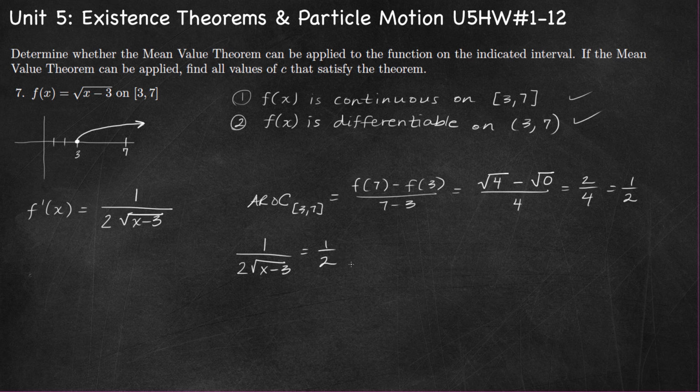Okay, I'm going to cross multiply here. So I get 2 equals 2 times the square root of x minus 3. We can divide both sides by 2. We get 1 equals the square root of x minus 3. We can square both sides. We get 1 equals x minus 3. We can add 3 to both sides, and we get x equals 4. And then let's verify that that solution is in our interval. 4 is between 3 and 7, so that's the c value guaranteed by the mean value theorem.